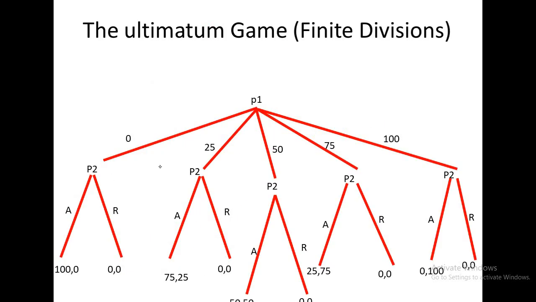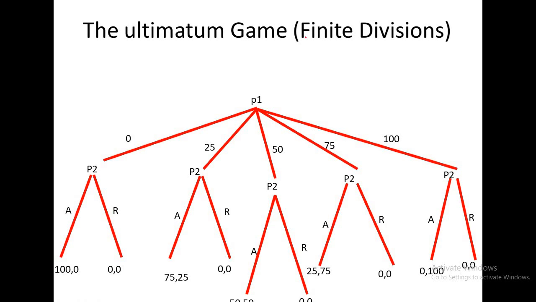This is the ultimatum game of finite divisions. Finite divisions means player 1 can offer a finite number of offers. Here in this game tree, you can see that player 1 is the player who takes the action first, right? In this ultimatum game, player 1 offers an offer to player 2, and he will take the action first.